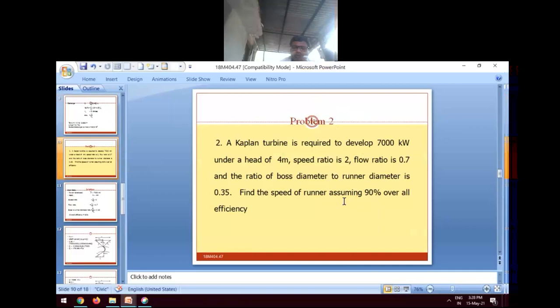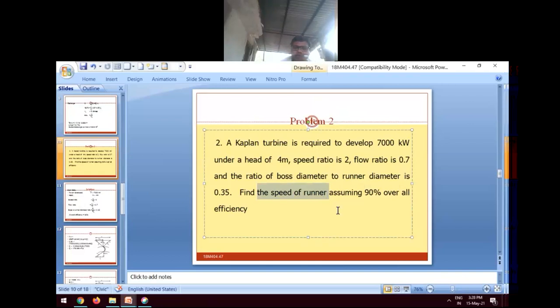So the next problem is: a Kaplan turbine is required to develop 7000 kilowatts under a head of 4 meters. Speed ratio is 2 and flow ratio is 0.7. The ratio of boss diameter to runner diameter is 0.35. Find the speed of the runner assuming 90% overall efficiency. You are asked to calculate the speed of the runner N.